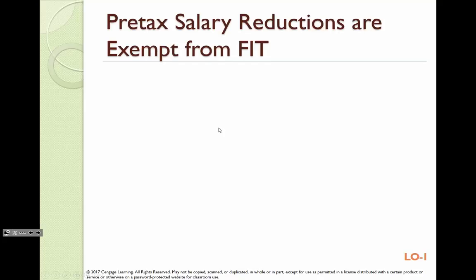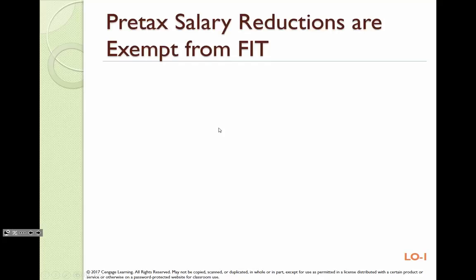In other words, they subtract that $500 from my gross pay before they go to the income tax tables to calculate how much FIT. And I can tell you, depending upon what your tax bracket is and how much you put away, it can save you a ton of money.